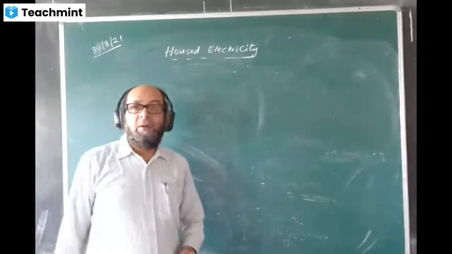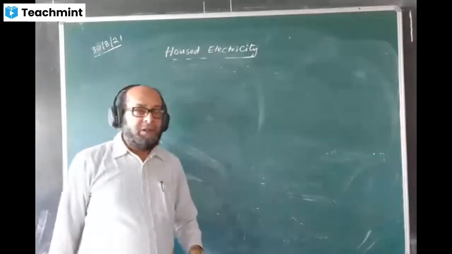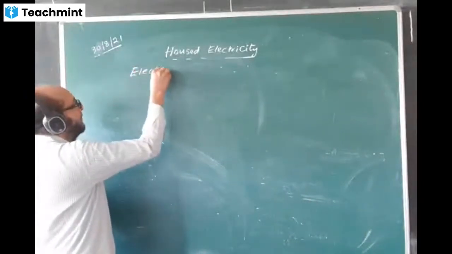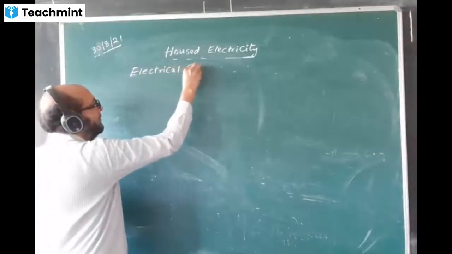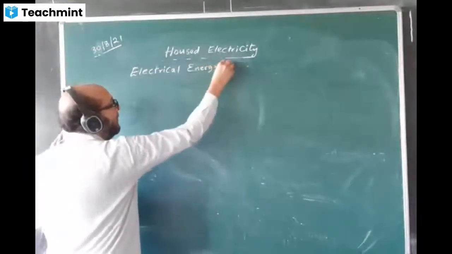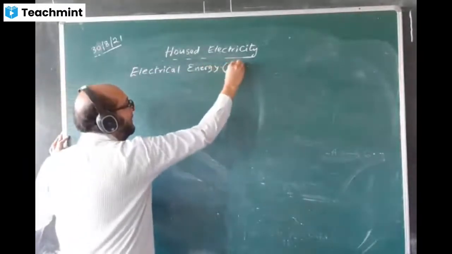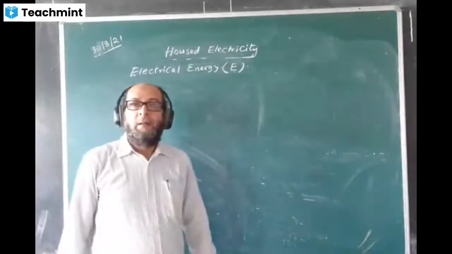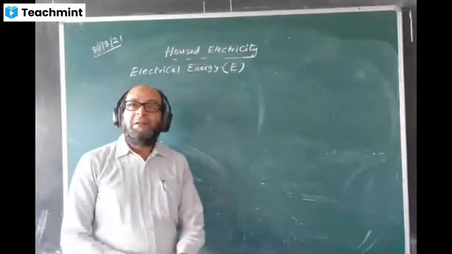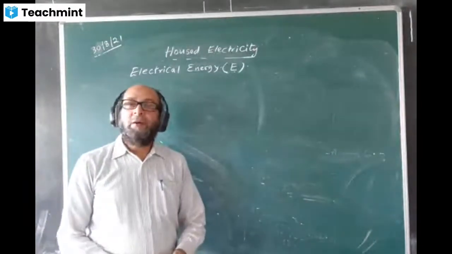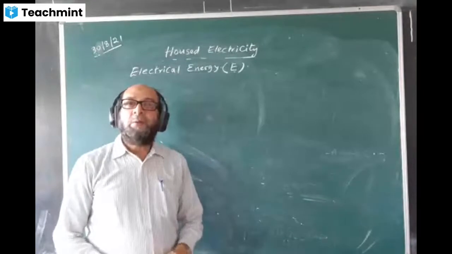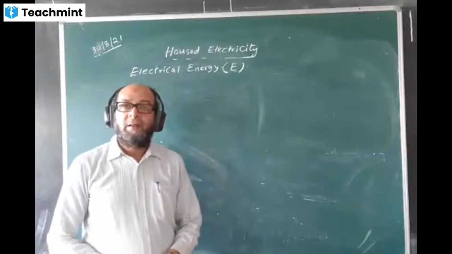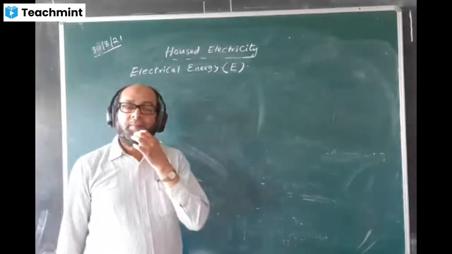So the chapter name is household electricity. The first thing you have to know is electrical energy. Electrical energy we denote by E, capital E. Energy is the capacity of a body to do work. We have various forms of energy. You have learned in the previous chapters also. There are many forms of energy. Electrical energy is one of them.